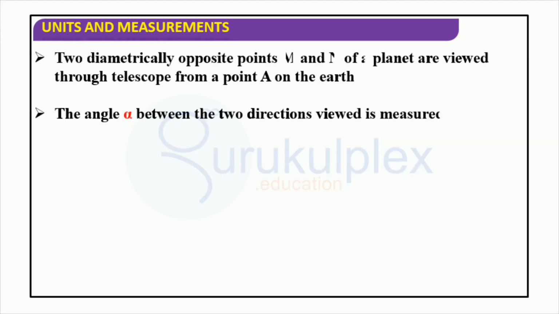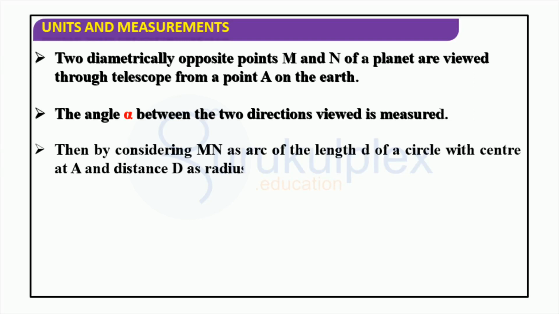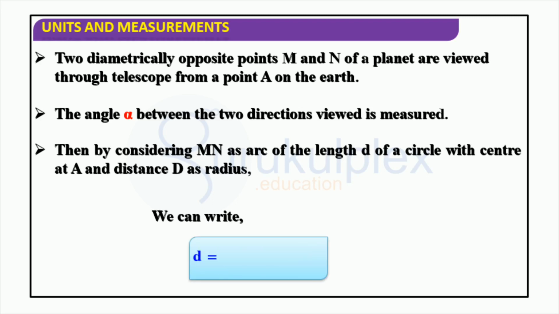Among the concepts related to units and measurements, the ratio of the arc length to the radius of the circle is important. To understand this, one must consider two diametrically opposite points on a planet, viewed through a telescope from a point on the Earth. The angle between the two directions viewed is measured, and by taking into account the radius of the circle with the center at the observer, it is possible to determine the angular measure. This allows us to calculate the ratio of the arc length to the radius of the circle.